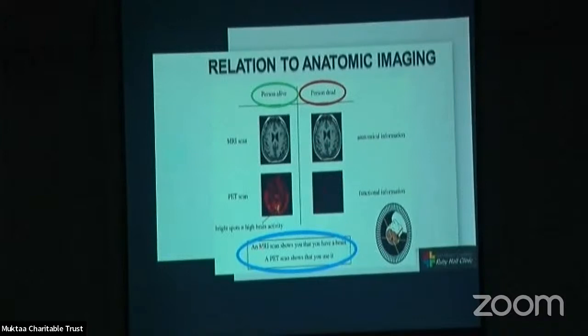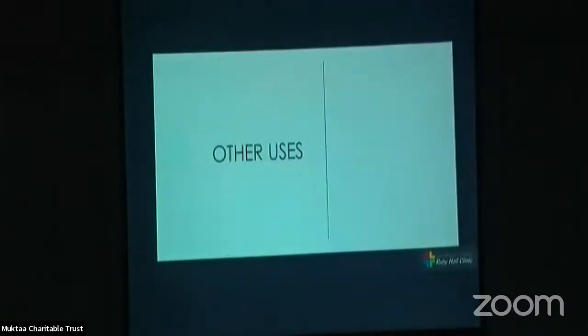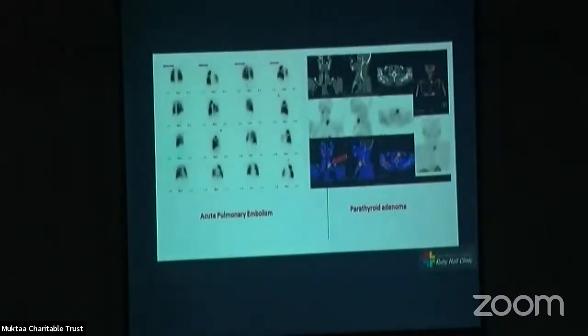The moral is very simple. An MRI scan tells that you have a brain. A PET scan says you can have it, you can use it. Okay, short episode.